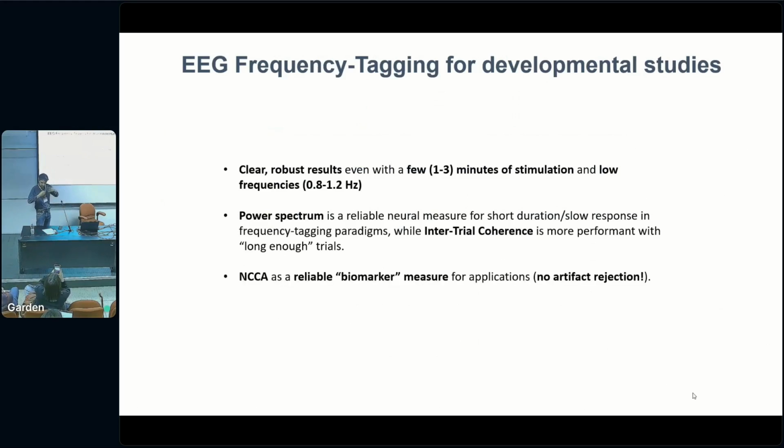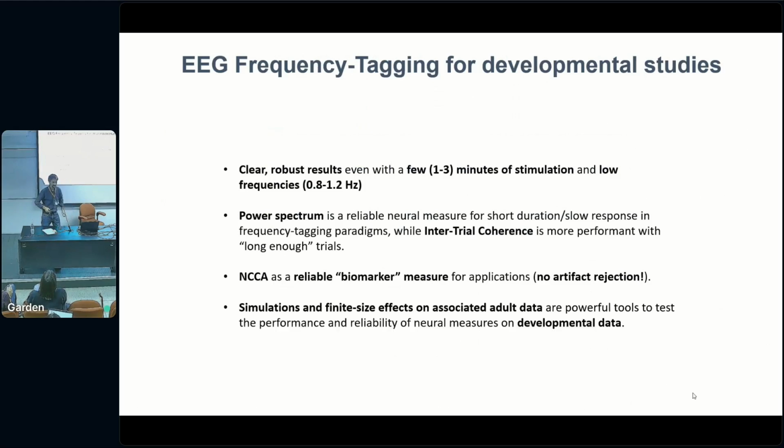Then I just mentioned this normalized canonical correlation analysis as a sort of reliable biomarker measure for applications of any kind. No artifact rejection. This is surprising but true.